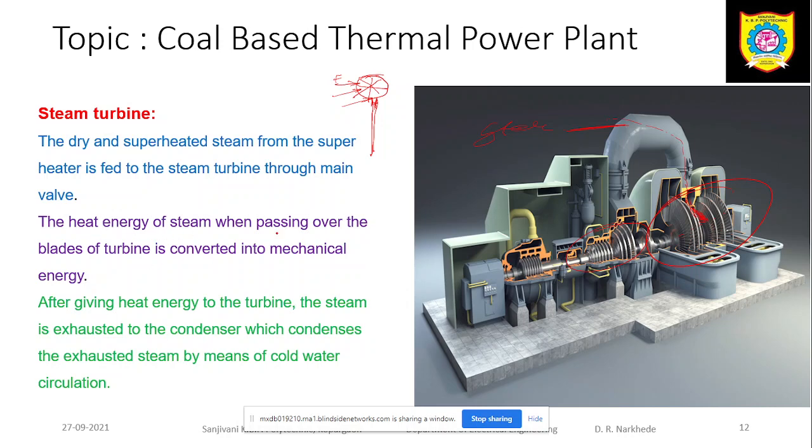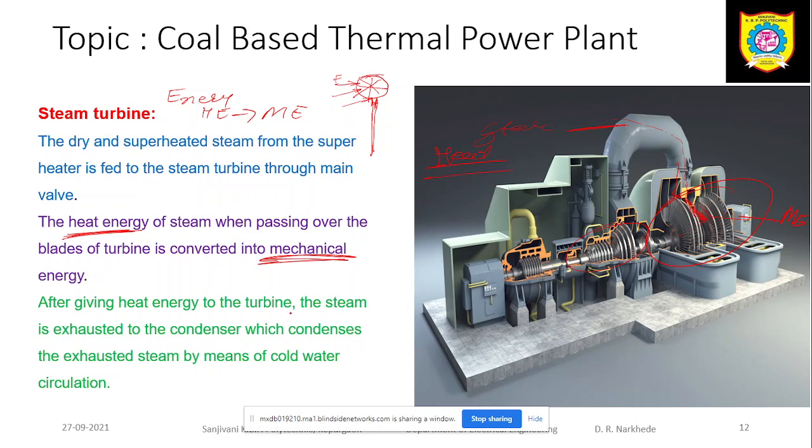The heat energy of the steam, when passing over the blades of the turbine, is converted into mechanical energy. The steam has heat energy, and with this steam it causes the rotation of the blades, and rotation is mechanical energy. So the heat energy of the steam passing over the blades is converted into mechanical energy. Inside the steam turbine, energy conversion from heat energy to mechanical energy takes place.